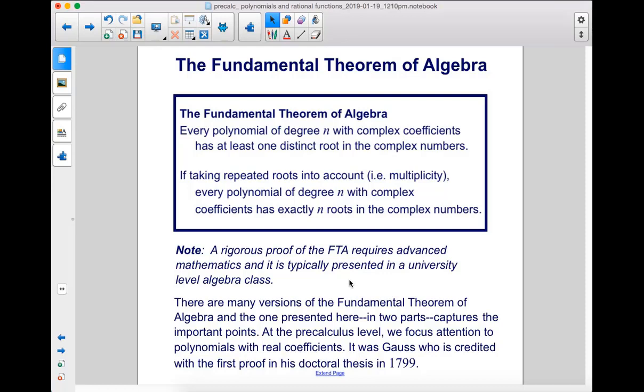If taking repeated roots into account, i.e. multiplicity, every polynomial of degree n with complex coefficients has exactly n roots in the complex numbers.